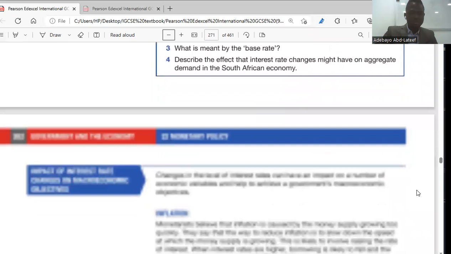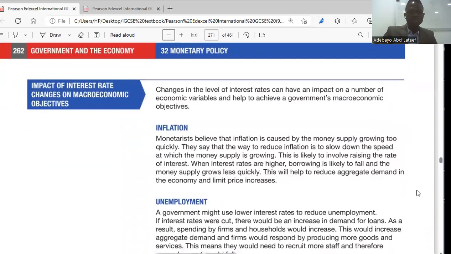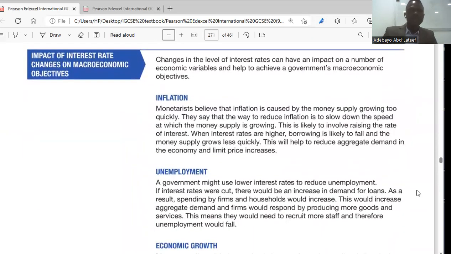So we'll move on to page 262. Are we there? Yes. Okay. The impact of interest rate changes on macroeconomic objectives. About macro, talking about the demand for and supply of goods within the economy. That is macro.